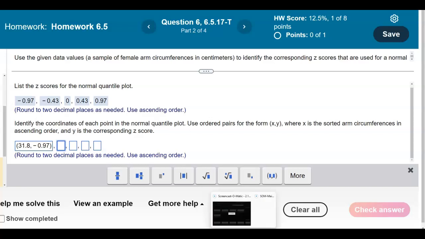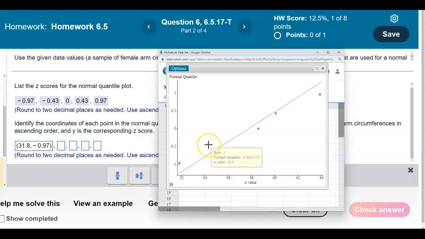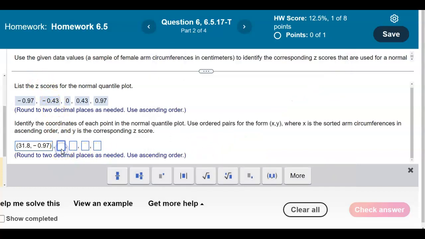Now we need to take a look at the next ordered pair. The next ordered pair has an x value of 34.3, and it corresponds to that z-score of negative 0.43. So we have (34.3, -0.43).